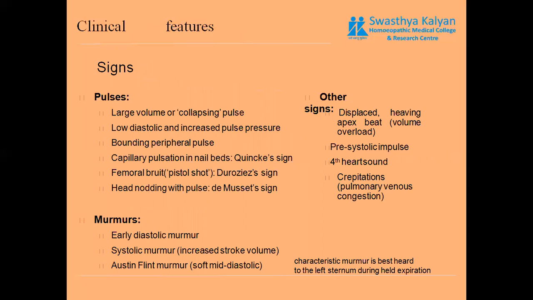Almost all signs are related to the type of sounds produced. Large volume collapsing pulse, low diastolic pressure and increased pulse pressure. So the difference between the systole and the diastole would be increased. Bounding peripheral pulse, that is, the radial pulse would be felt as a bounding pulse. Capillary pulsation in the nail bed, that is Quincke's sign. Femoral pistol shot, Duroziez's sign. Head nodding with pulse, De Musset's sign.